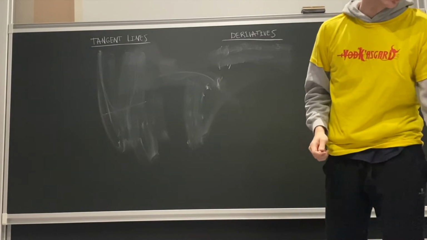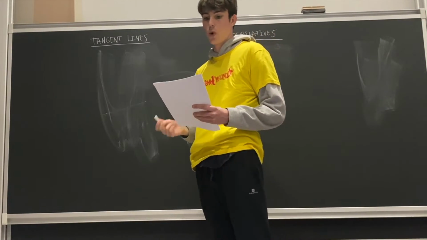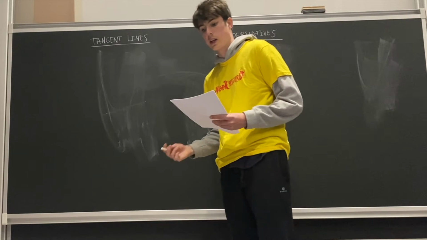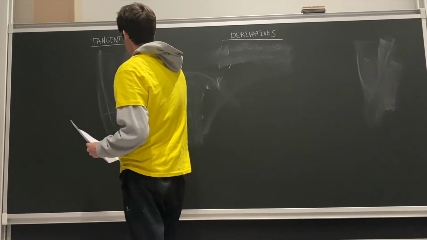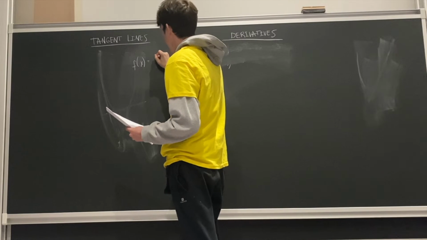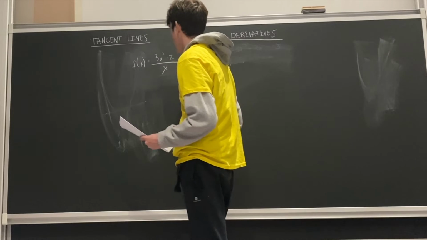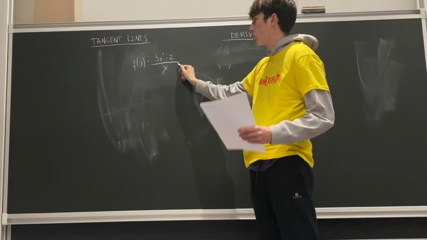The exercise states as follows. Find an equation to the tangent line to the curve y equals (3x squared minus 2) all divided by x at x equals 2. So here's what we have. We have our function, which is f of x equals (3x squared minus 2) divided by x. And we have to find the tangent line to this at x equals 2.